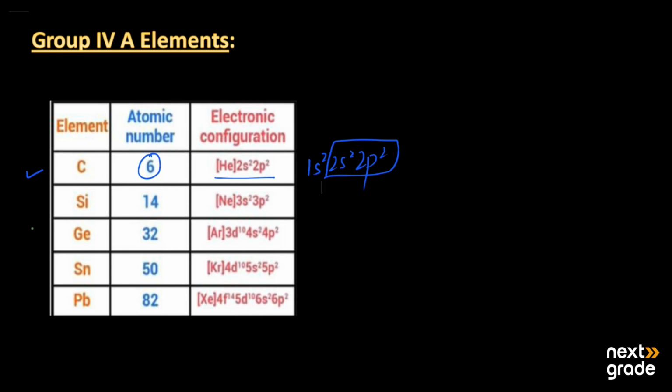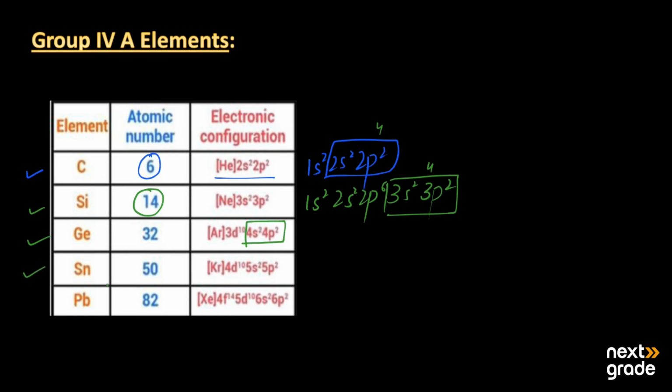Next element we have silicon. Its atomic number is 14. Its electronic configuration is 1s2, 2s2, 2p6, 3s2, and 3p2. So this is its valence shell having 4 electrons. Then we have germanium. Its valence shell electronic configuration is 4s2, 4p2.